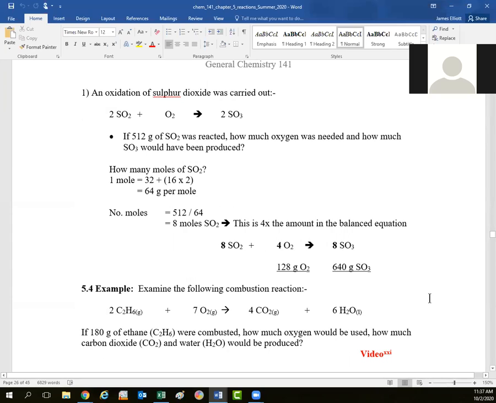So I'm sure someone was about to say that it could also be described as a combination reaction.